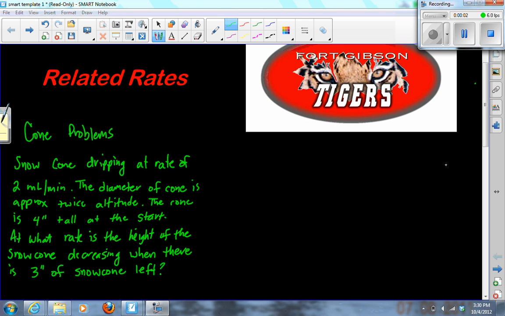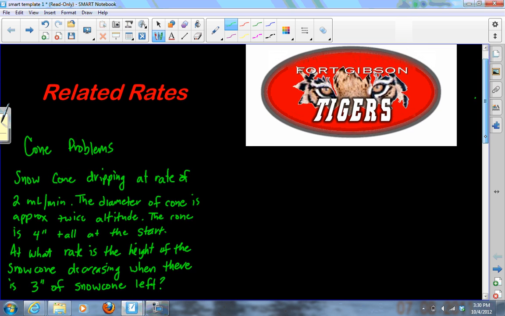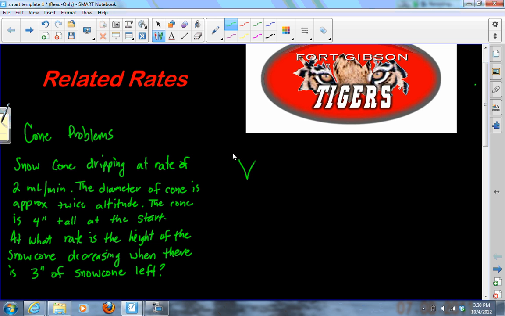Here's the last related rates example. This is talking about a snow cone. So we have a cone here. It's full of shave ice or whatever, and it's dripping out of the bottom at a rate of 2 milliliters per minute. That means the rate at which the volume is changing for this snow cone is 2 milliliters per minute, and we know that the snow cone is losing volume, so this needs to be a negative 2 milliliters per minute. It's very important to pick up on those little things.